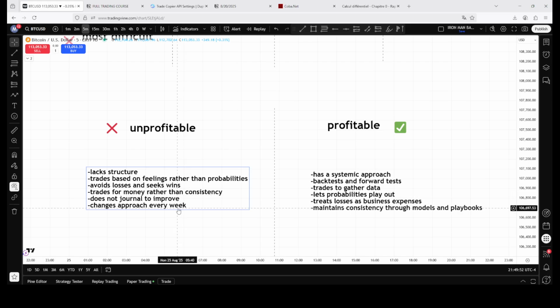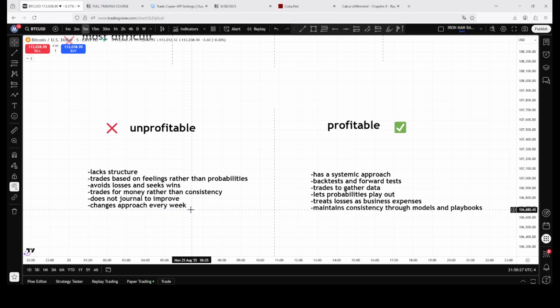And then, does not journal to improve. We're going to go over journaling in another class, but journaling is by far the most important thing you can do as a trader, and it's probably 50 or 60 or 70% of your actual input or the work that you're going to do. You understand? So that's very important. And then you have changes approach every week. What does it mean? It means that in trading, we have strategies and models to help us predict the markets better, right? We have a statistical approach to say, okay, this is most likely to make the market go up or more likely to make the market go down.